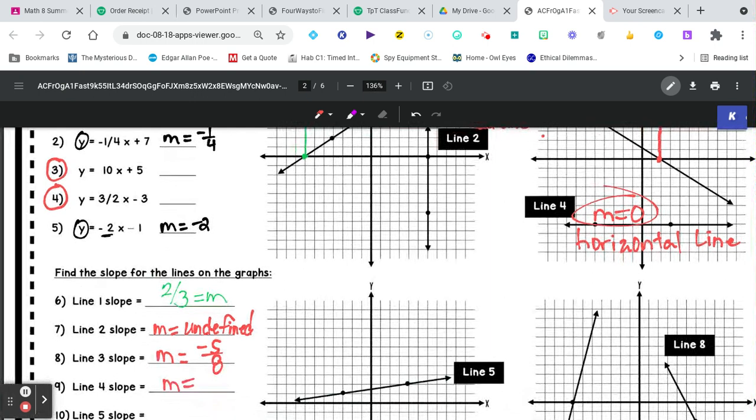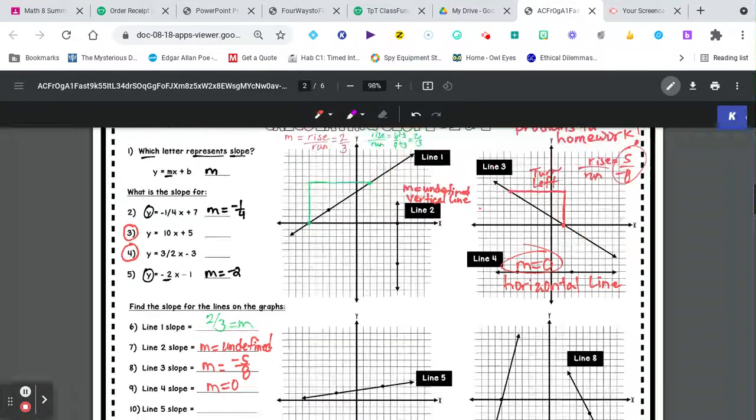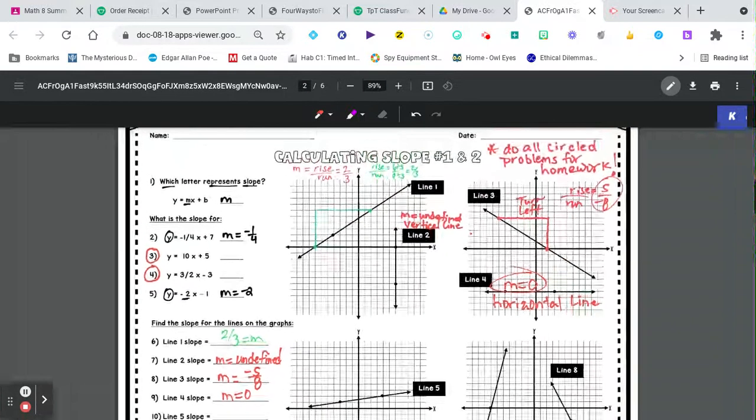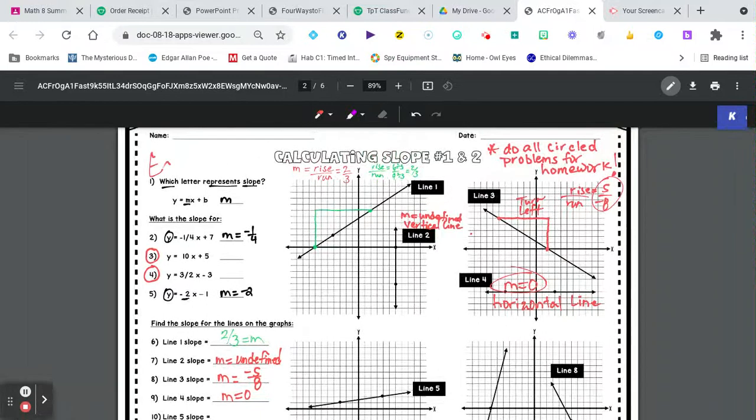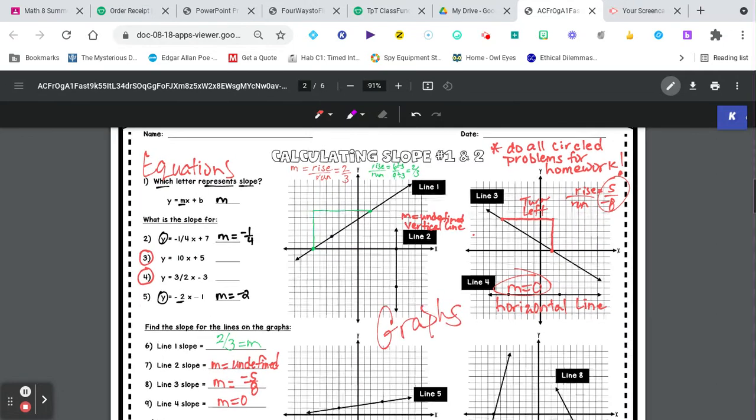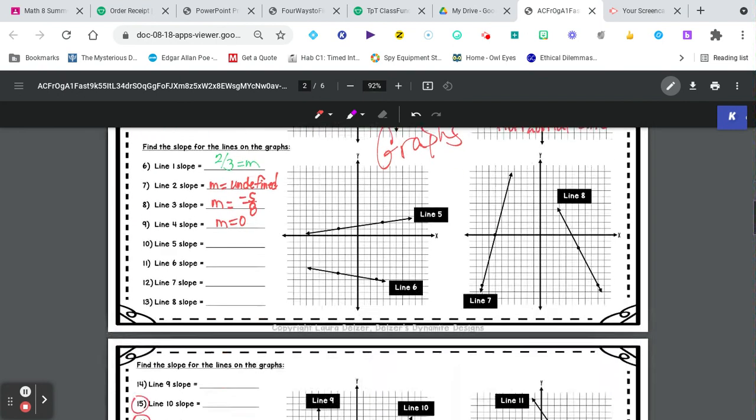So the slope of line 4 is 0. Okay, that's all I'm going to do for equations and for graphs here, okay? So we need more practice for equation and more practice for graphs.